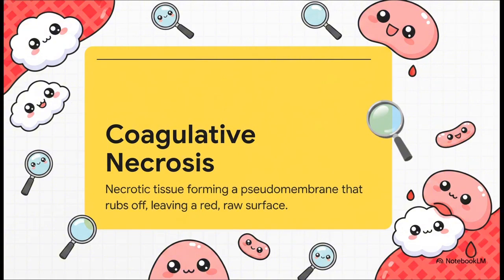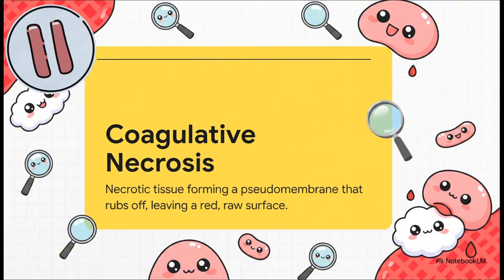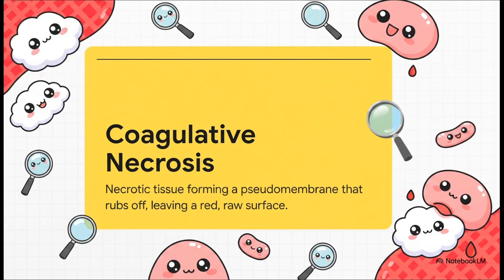This necrotic surface tissue mixes with inflammatory exudate to form what we call a pseudomembrane. Because it's literally just dead tissue sitting on top of an injury, it rubs off super easily. But definitely beware, when it does rub off, it leaves behind a red, raw, incredibly painful, and bleeding surface.